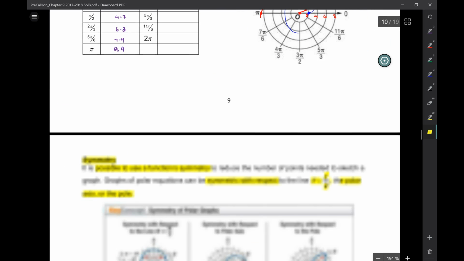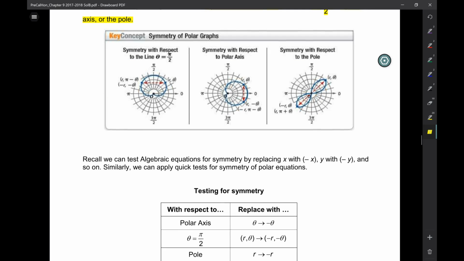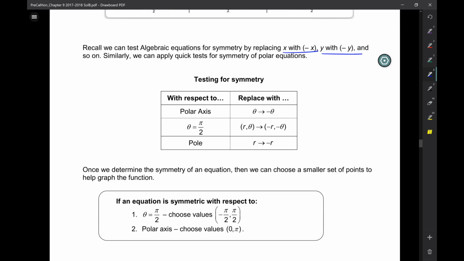So here's how we test. Here are some more pictures: symmetric with respect to theta equals pi over 2, the polar axis, and the pole. In the Cartesian system, we test for symmetry, right? If we're going to test for symmetry with respect to the x-axis, we switch y to negative y and see if we can get the same function back. x to negative x, right? So we're used to replacing x with negative x, y with negative y, and then both. Well, here we do the same thing.